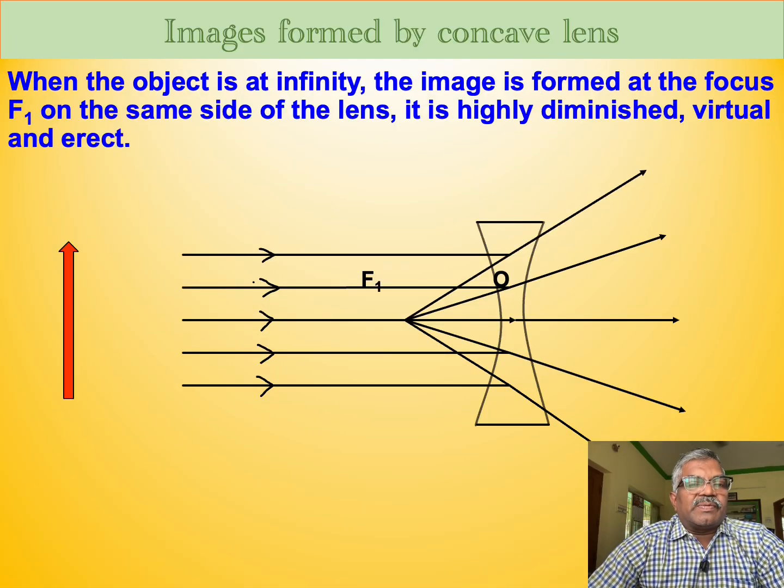And the image formed by a concave lens. There are two positions, one is at infinity. All the rays coming from infinity, the object placed at infinity, appear to meet at F. Okay. So, you will get a highly diminished, virtual and erect image.